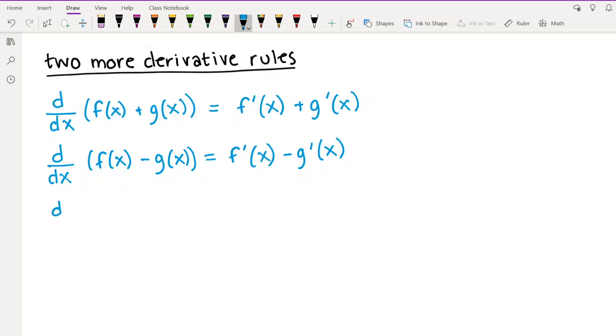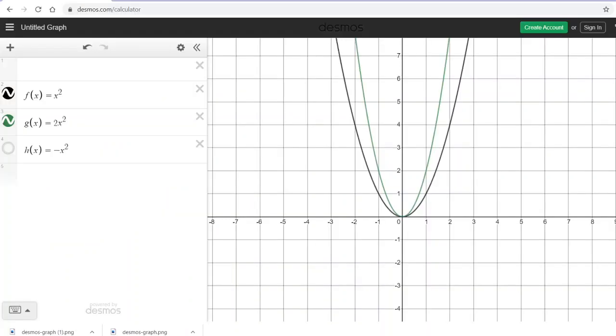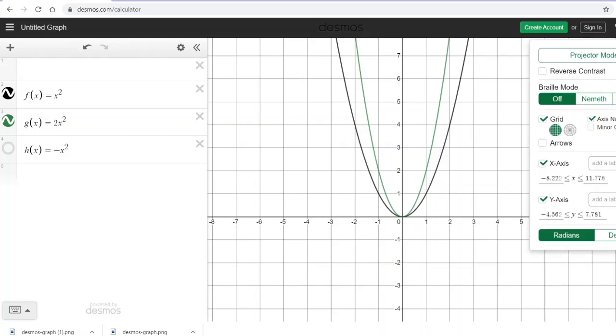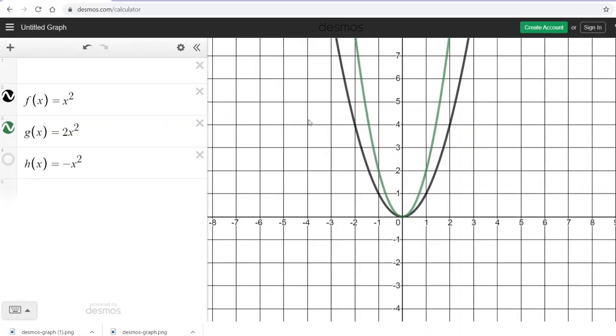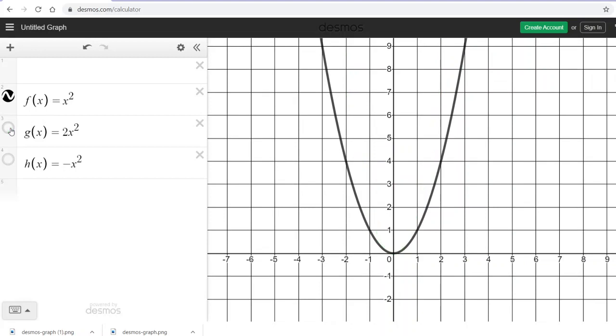Another rule is that if you are taking the derivative of a constant times a function, what you can do is take the derivative of the function normally and then multiply it by the constant afterwards. So I want to show you an example that will maybe explain why that rule works the way it does. So let's look at the graphs of the functions. The one that is in black is x squared, f of x is equal to x squared. And then the one that is in green is 2x squared. So g of x is equal to 2x squared.